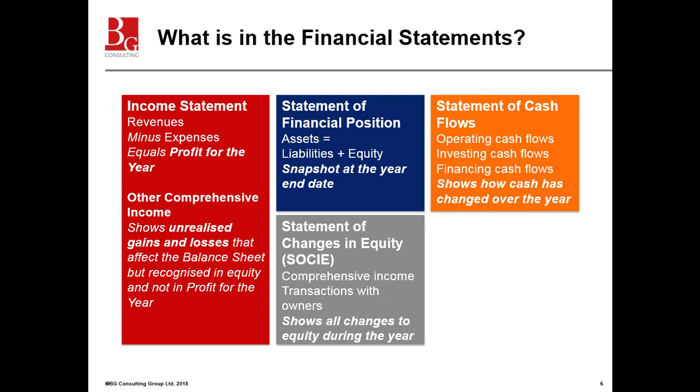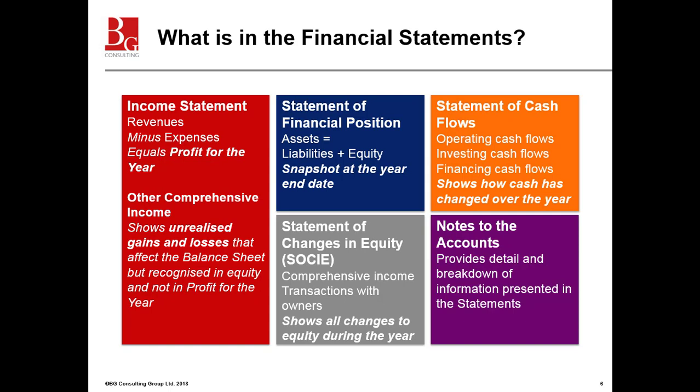The statement of cash flows shows the cash flows in and out of the company over the last year, divided into three key categories known as operating cash flows, investing cash flows, and financing cash flows. And finally, the notes to the accounts. The notes to the accounts provide much more information and detail, including breakdowns of some of the key numbers on the other financial statements.